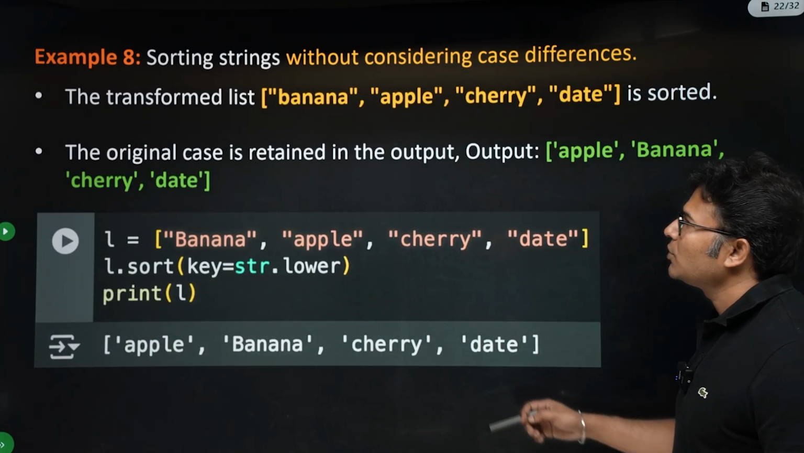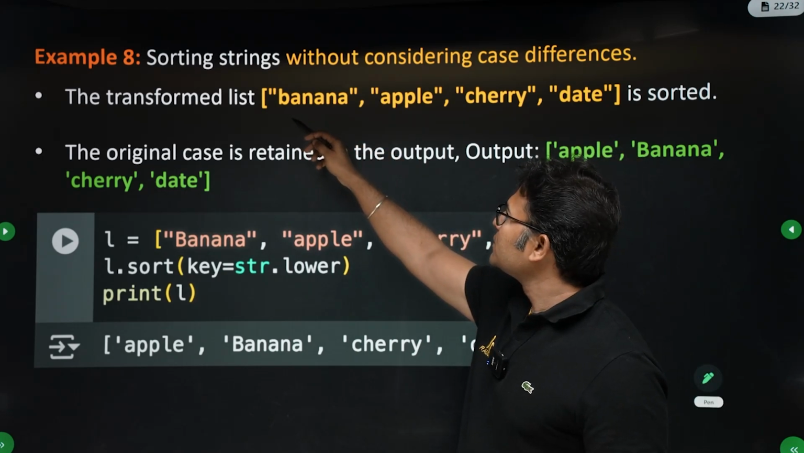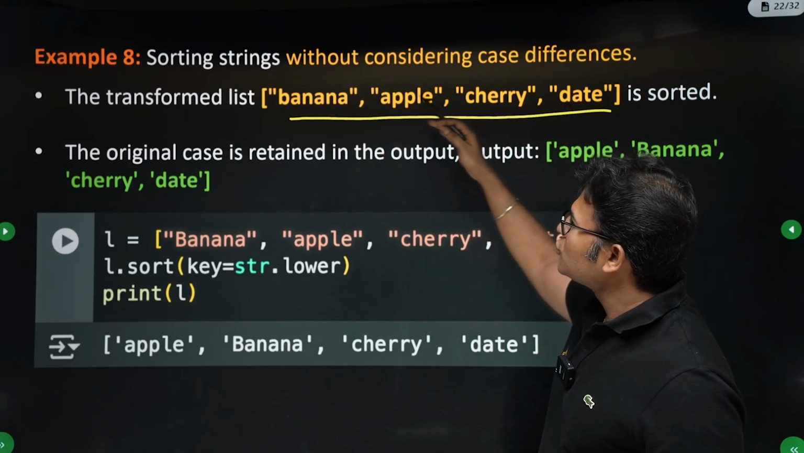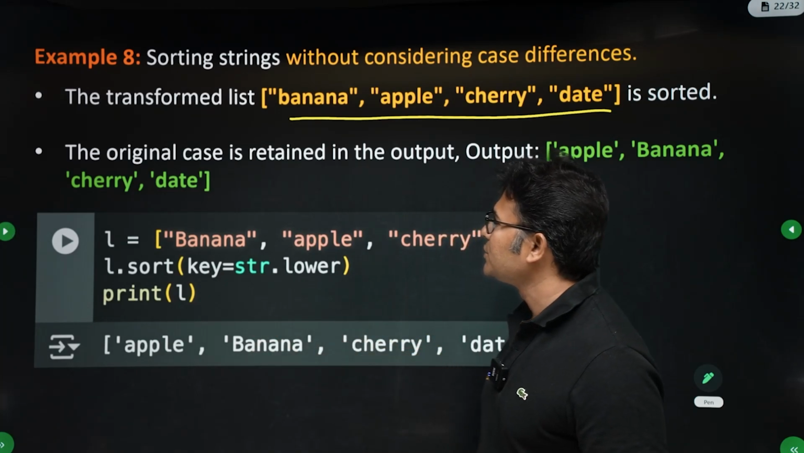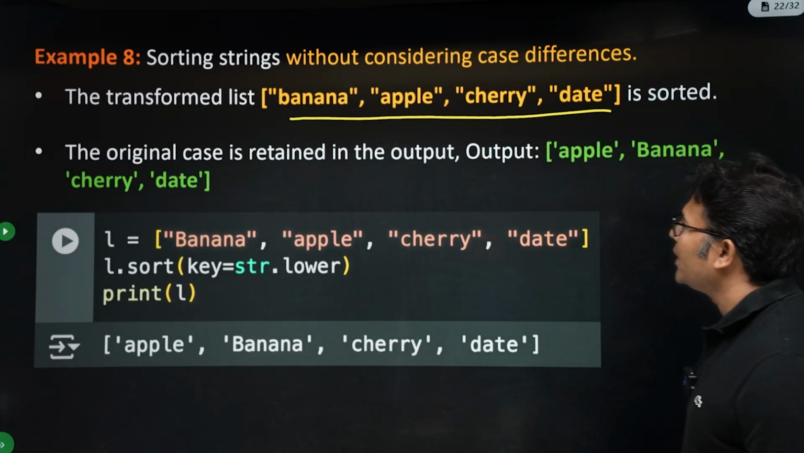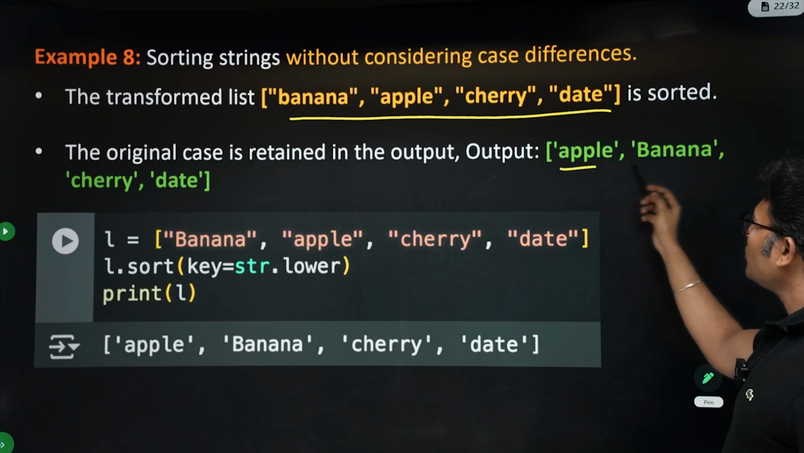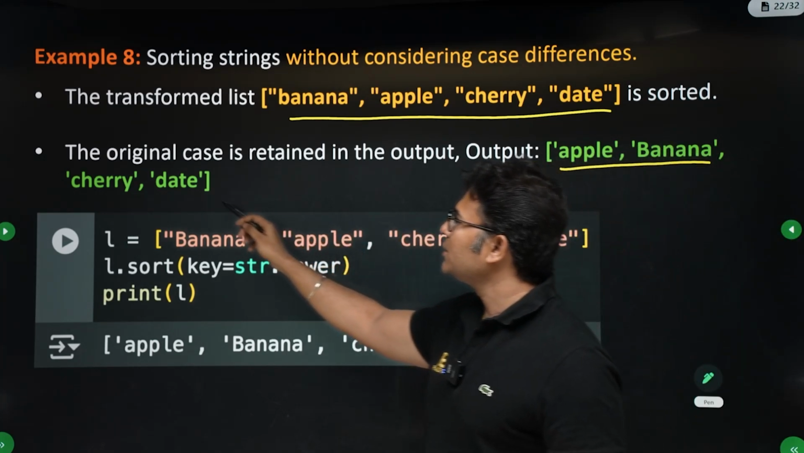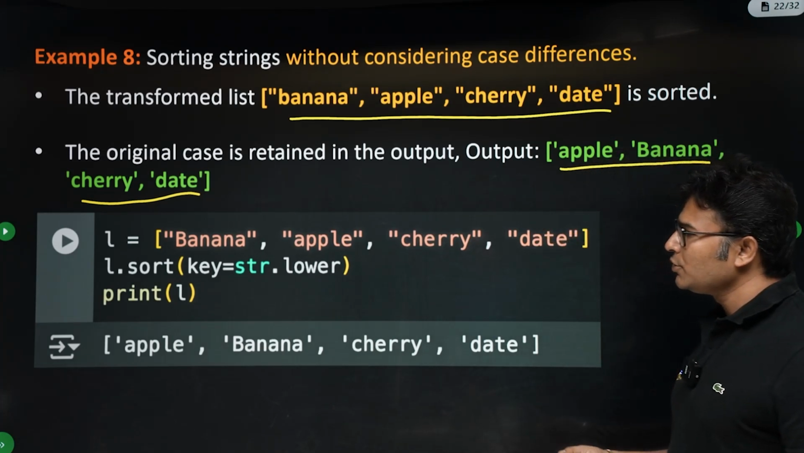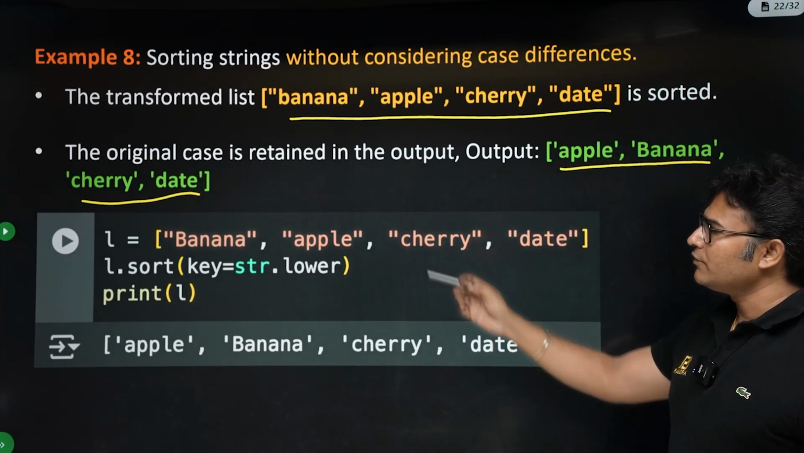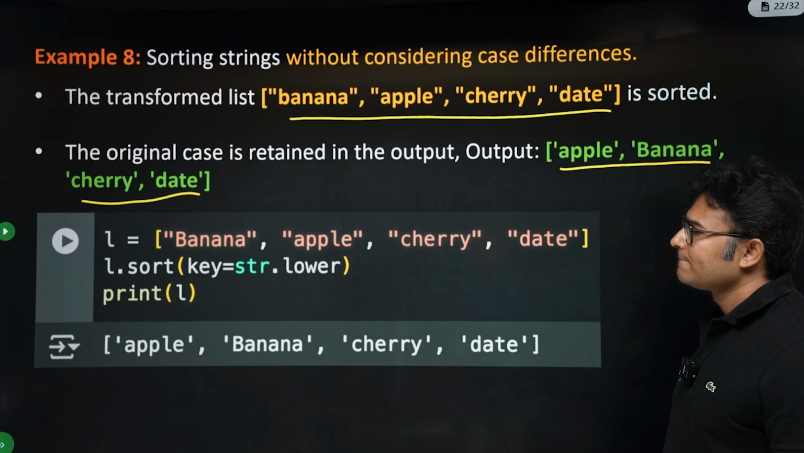Right. So the transformed values is this. Now you are going to sort this. Then the actual elements are rearranged. The actual elements are rearranged in the output. So in the output you are going to see apple, banana, cherry, date, even though that is not the order you are supposed to get if you don't use key function. Okay.